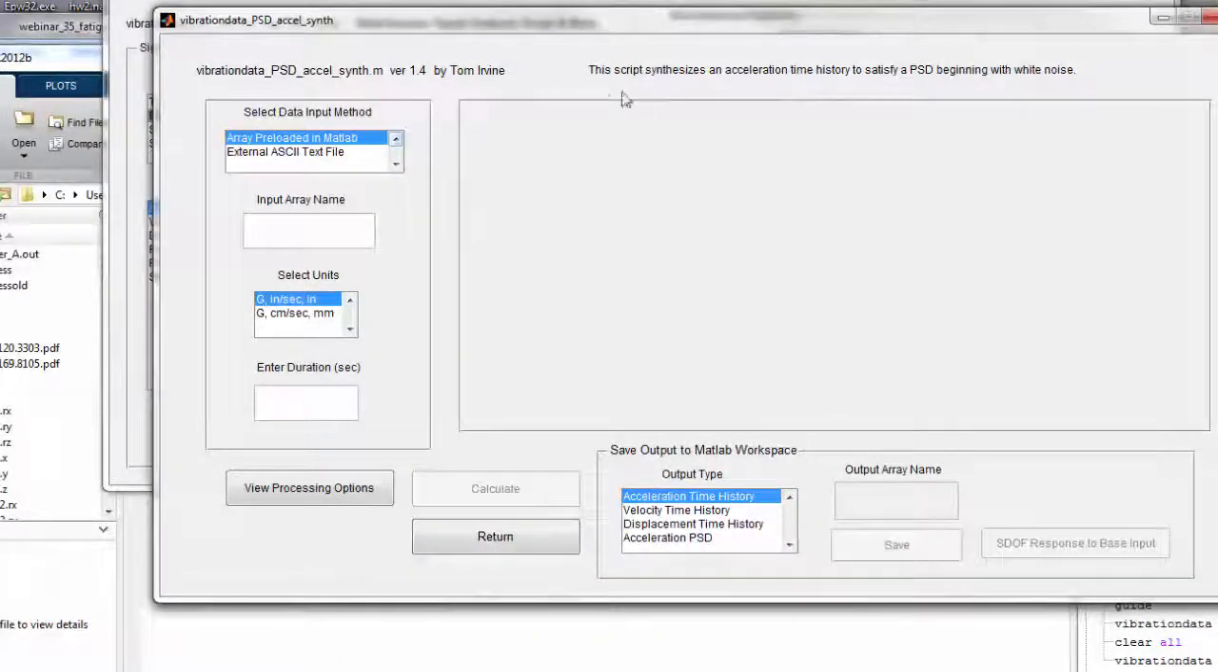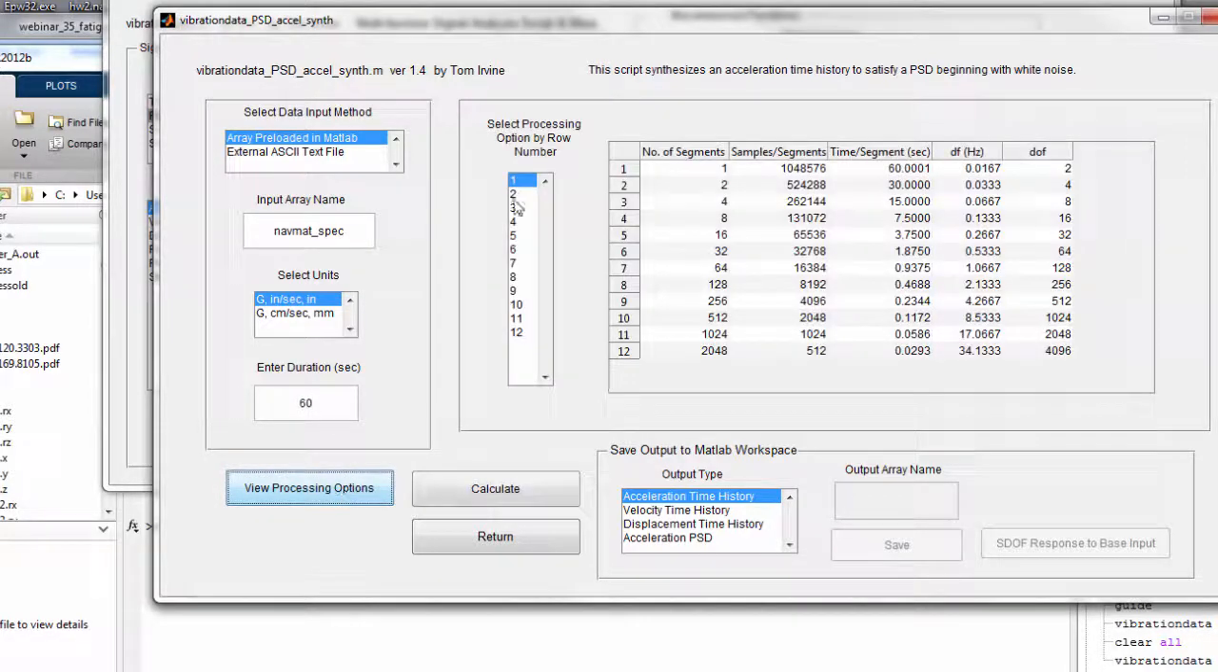So we've run this one several times before. This script synthesizes an acceleration time history to satisfy a PSD, beginning with white noise. So within MATLAB already, we have navmat_spec, and we're going to have the English units, 60-second duration. And let's view the processing options.